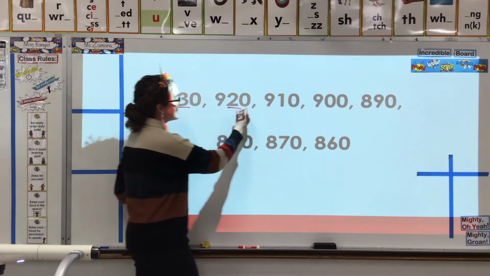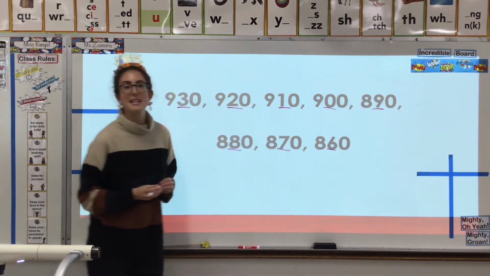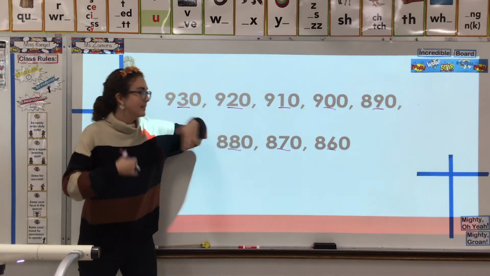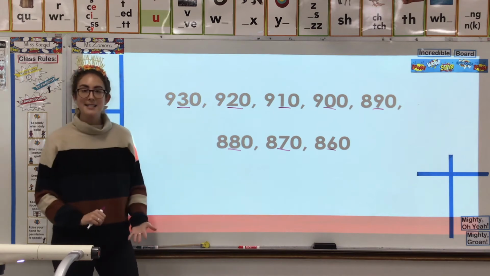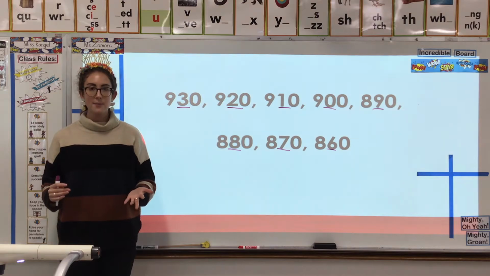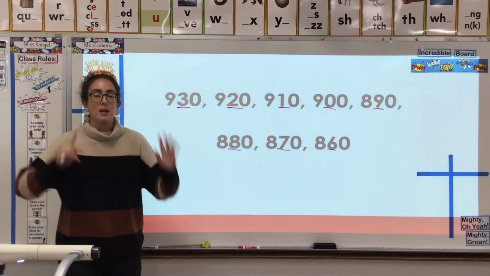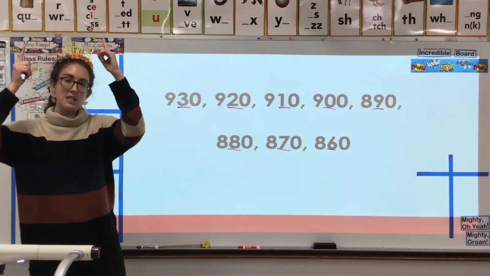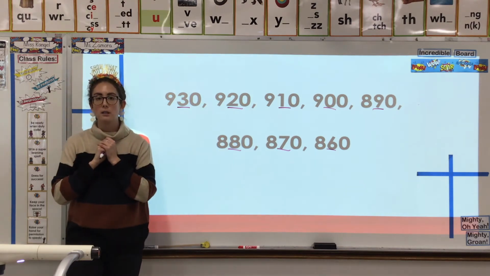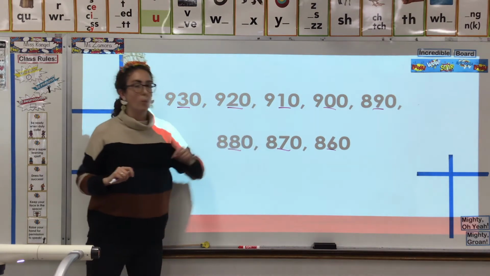The tens place is changing. We can see the tens place is changing every single time. We went from 3 tens to 2 tens to 1 ten to 0 tens back to 9 tens. So now that we notice the tens is what was changing, how were the tens changing? Is this sequence counting up? Are the numbers getting bigger? Or are they counting down? The numbers getting smaller? What do you think? 3 tens? 2 tens? 1 ten?